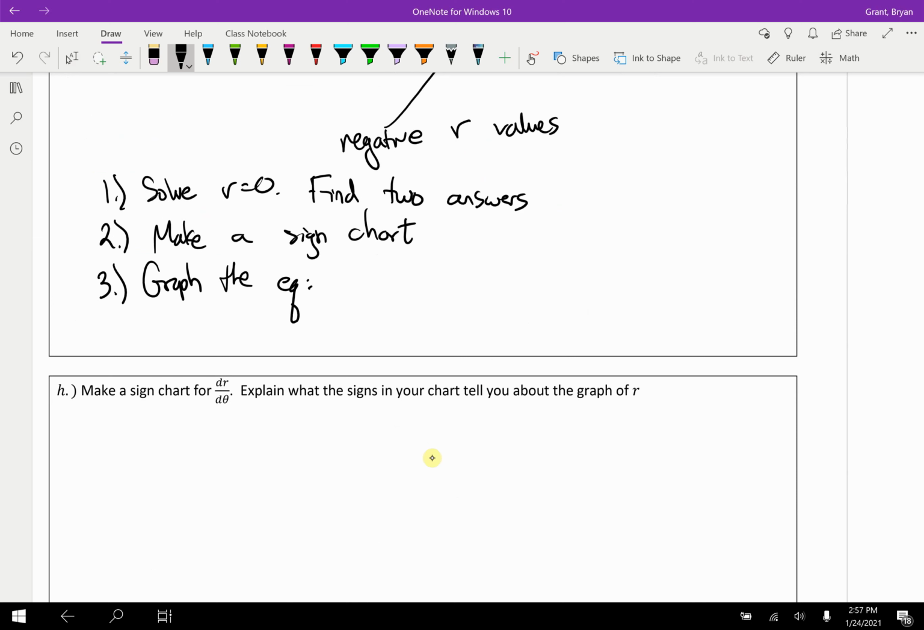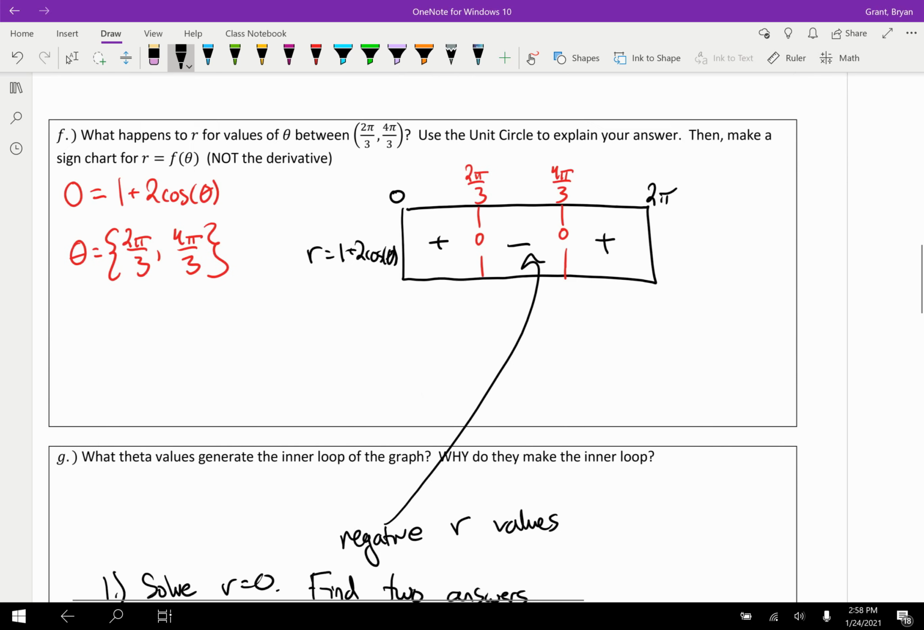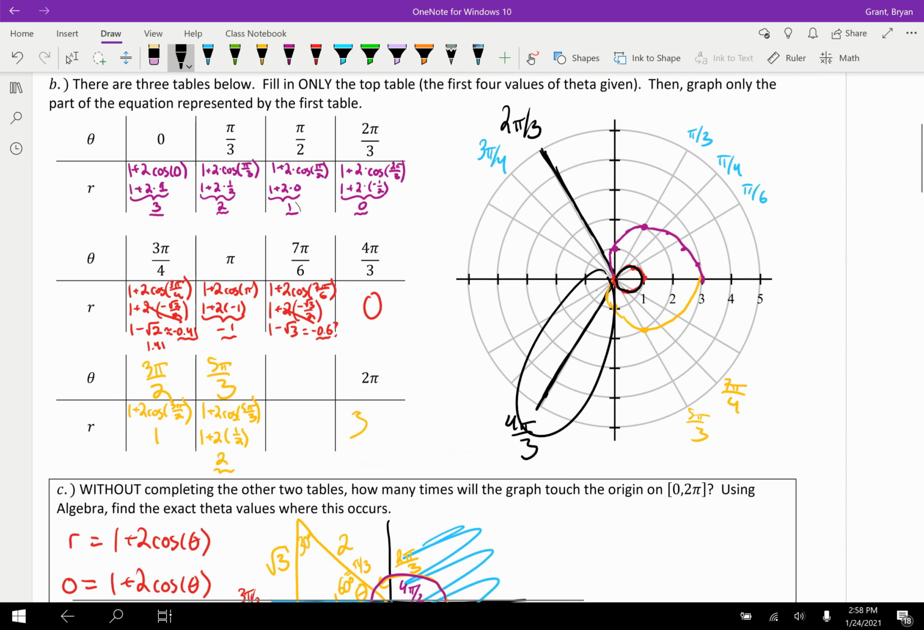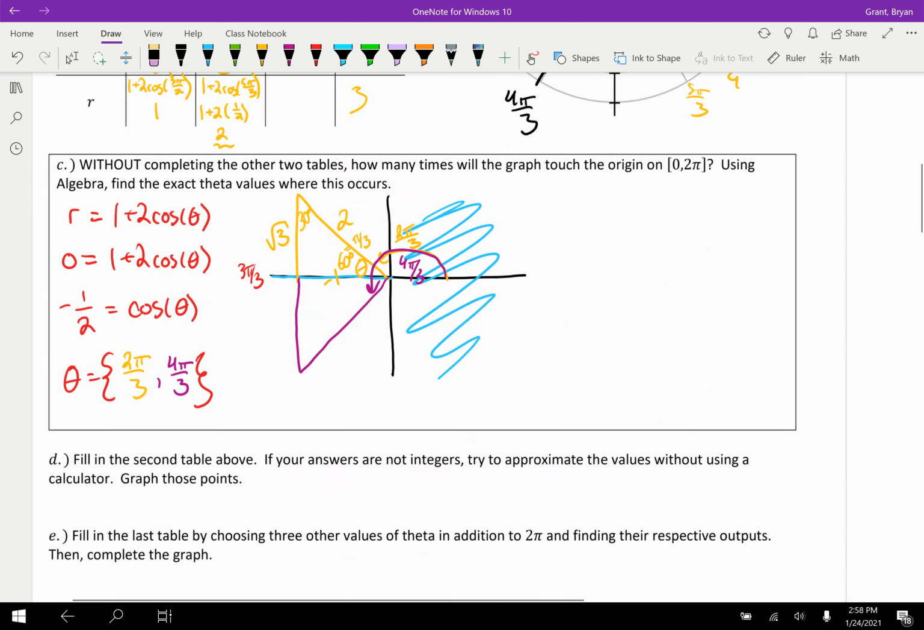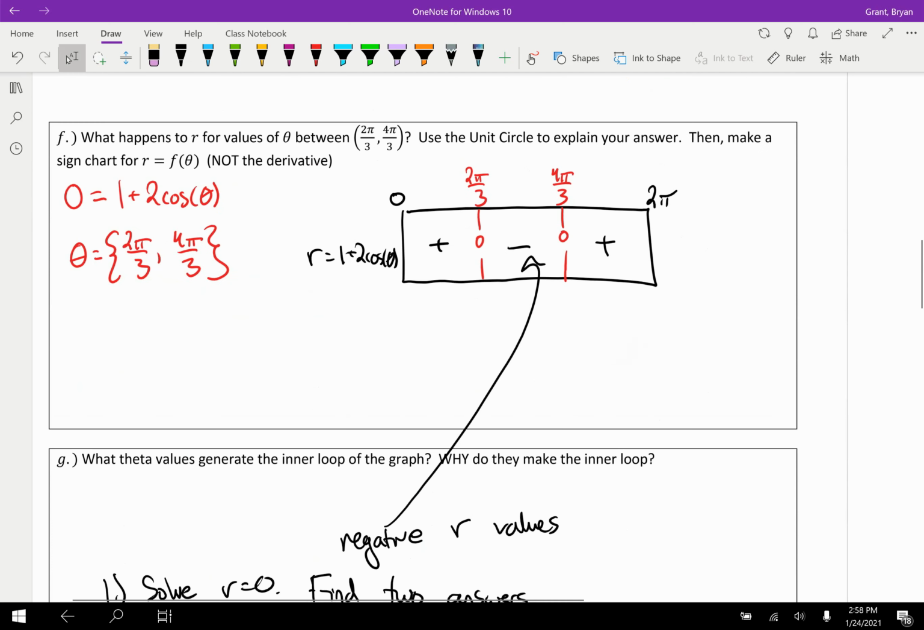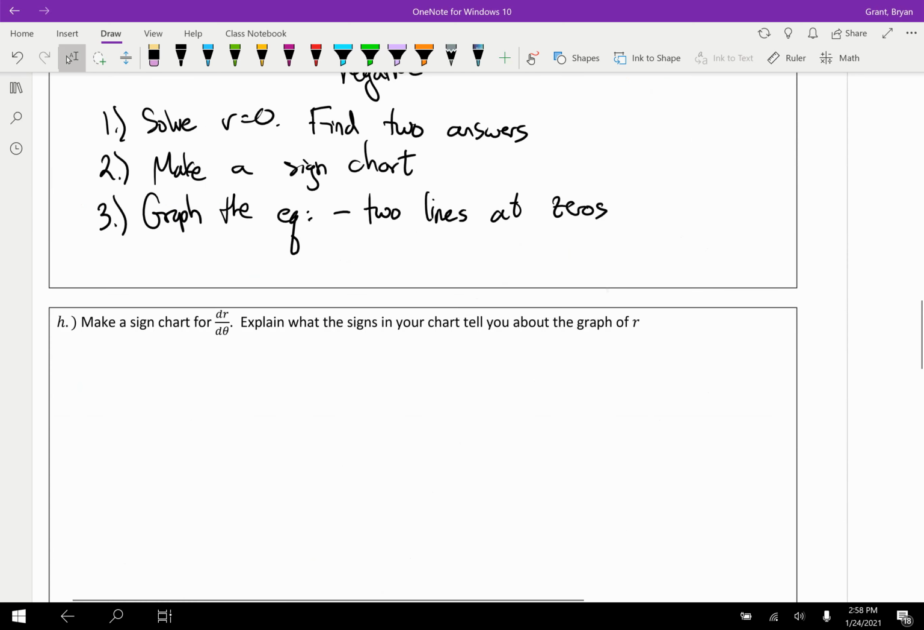Now, to graph the equation, I do include a couple things. I do include 2 lines at the zeros, right? And I showed you that up above. I like to show these 2 lines here so that I can see where nothing should go. And the only other thing you're going to need is the largest value of the inner loop and the largest value of the outer loop. So outer loop, largest value, and then the inner loop, largest value.